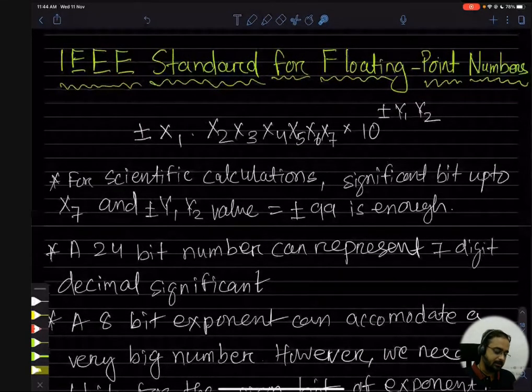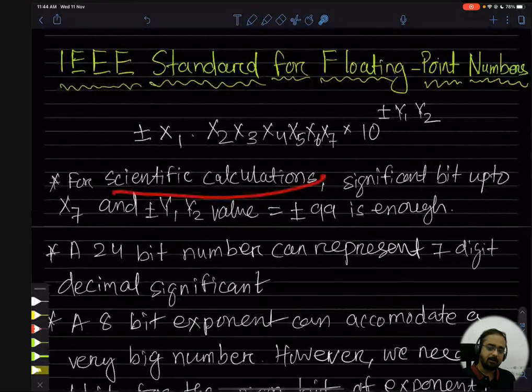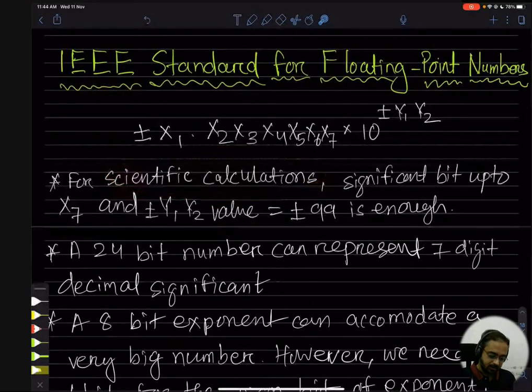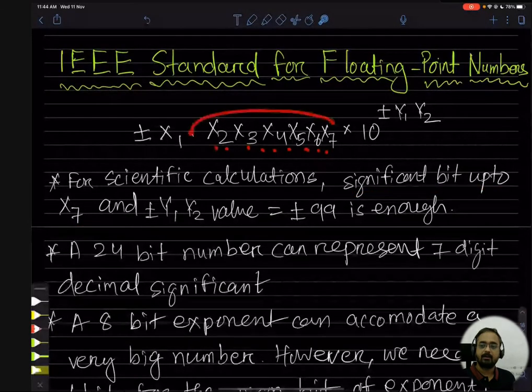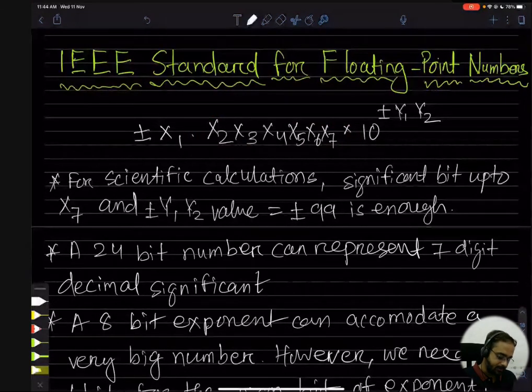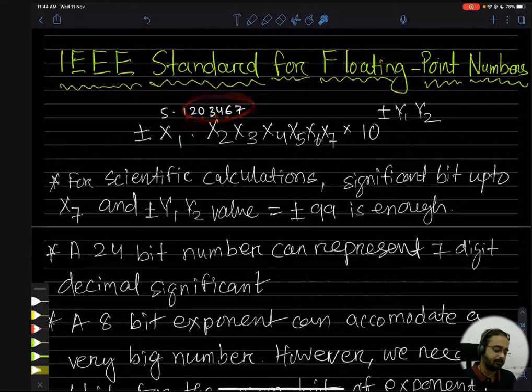Normally in scientific calculation, the significant digits up to 7 are enough. Up to 7 digits is enough in normal scientific calculation. For example, if this is 5.1203467, something like this, then up to 7 digits is enough.